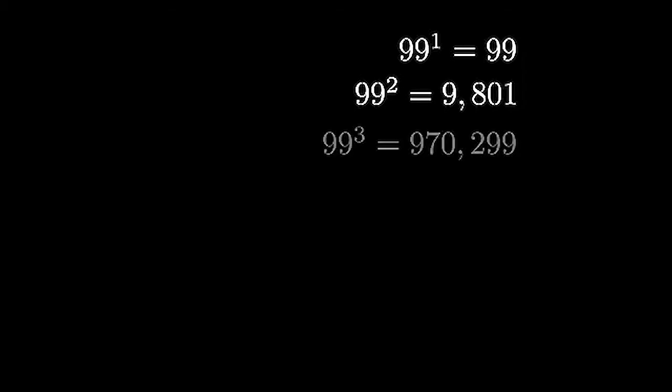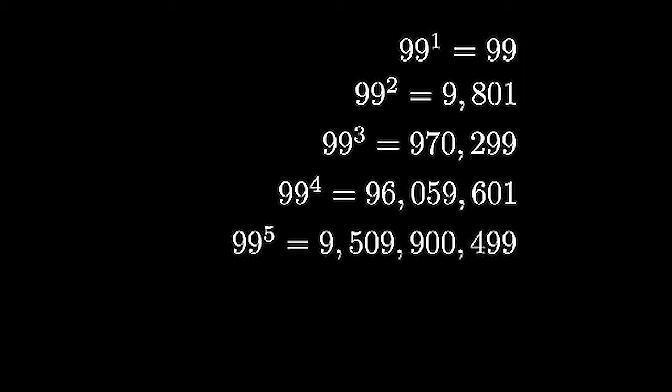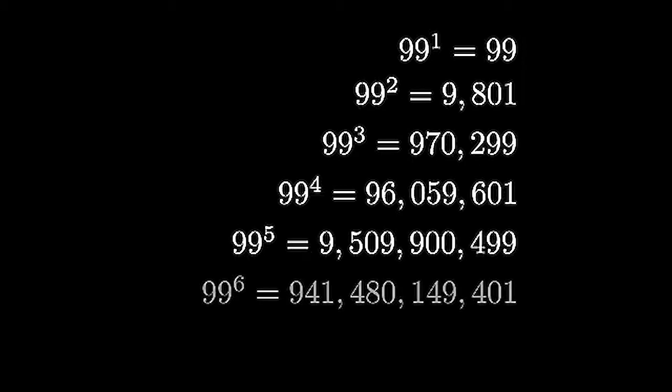In fact, the previous argument tells us even more than that one particular computation. It tells us that the last two digits of 99 to the k should always be 0, 1 when k is even, and 99 whenever k is odd. Let me list a few of these powers here, and you can see that this pattern holds.